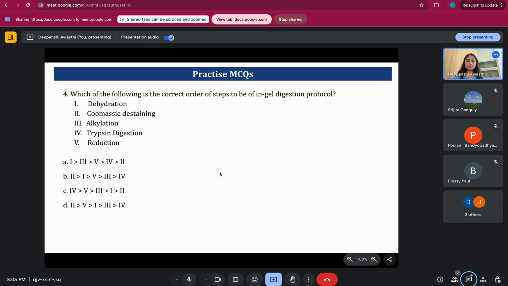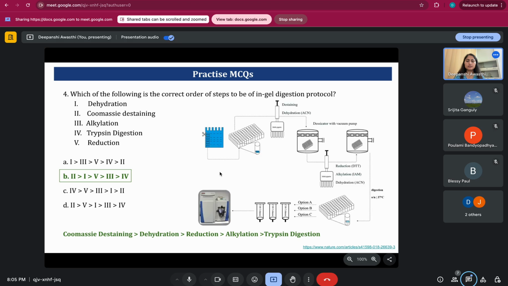Okay, so I will tell you the answer only. The correct answer will be B. So what is the series of steps? Firstly, you go for Coomassie destaining, then you perform dehydration, then the reduction step. After reduction, alkylation is done, and then ultimately trypsin digestion is done, and after trypsin digestion we go for mass spectrometry. So this is the in-gel digestion protocol, and these are the steps. This was a question in your previous year assignment, that's why I kept it.